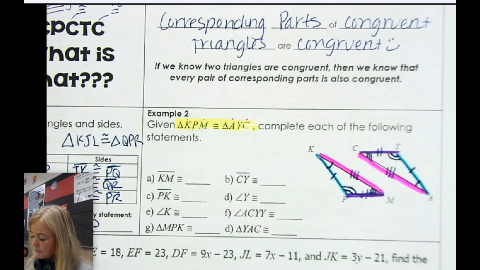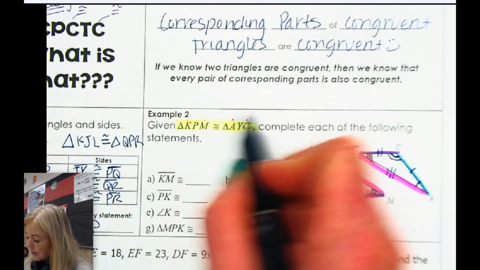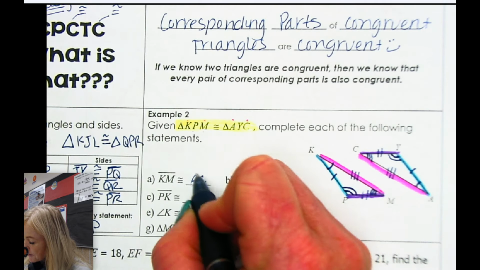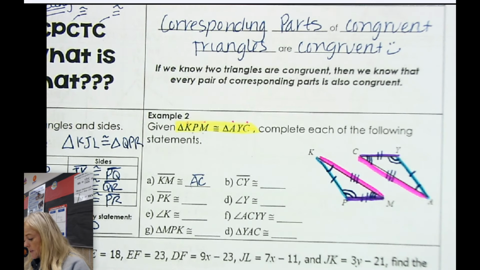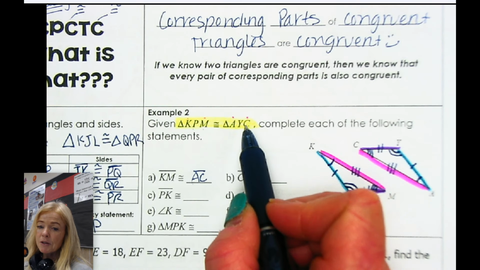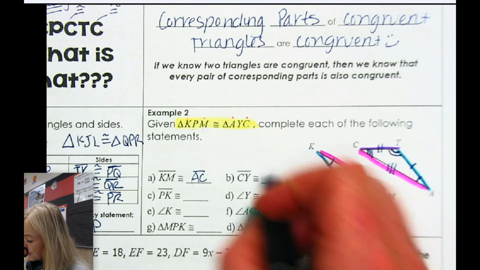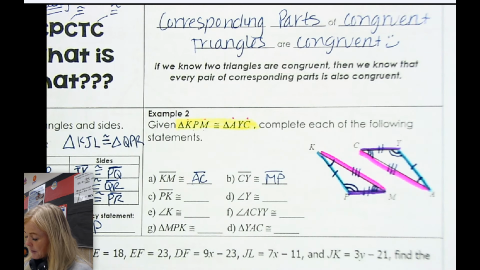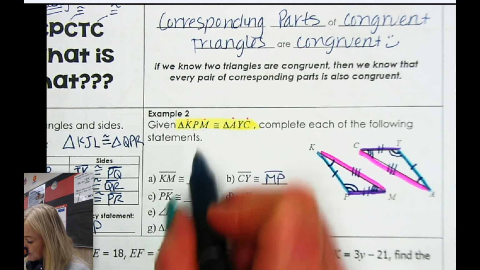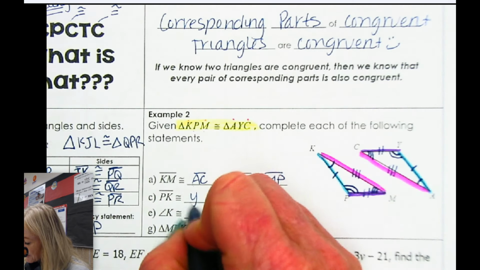So if I look at KM, side KM, notice it's a side on top, so that one's a side. KM and AC would be congruent, right? And then CY, if I look at CY, I have to go in the exact same order. So first, then second, or third, then second, sorry. M, then P. So MP. And again, order matters. So PK, so P to K, so it'd be Y to A.